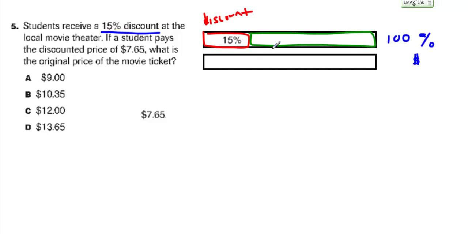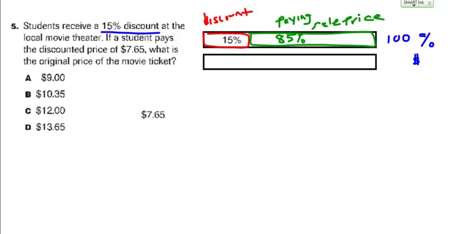Now, one option that you have is to think about, well, what's the percent for that? Well, that would be 85%. The student is paying 85% of the full price. This is the percent paying or the sale price. I'll put sale price here. Even though it's kind of hard to write with a mouse, we'll do the best we can.